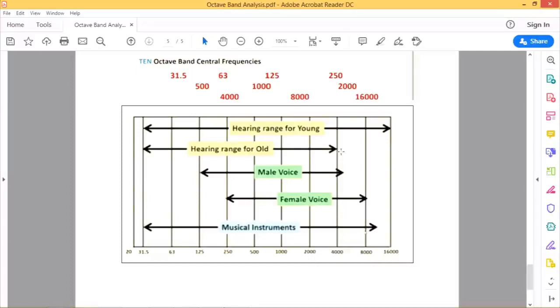Similarly, the male voice lies in the range between 125 and 4,000 hertz. The female voice lies in the range of 250 to 8,000. And musical instruments comprise the whole range, from 31.5 hertz up to 10,000 or sometimes 16,000 hertz. This data is given just for your information. So this is all about octave band analysis, the different types of measurements and the analysis process.